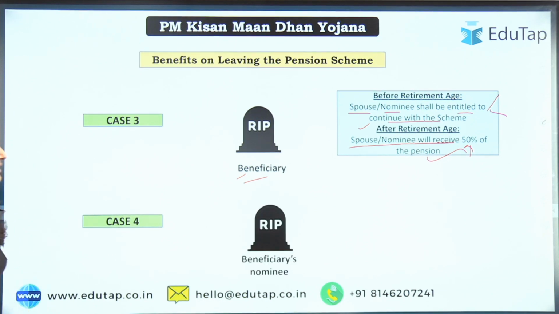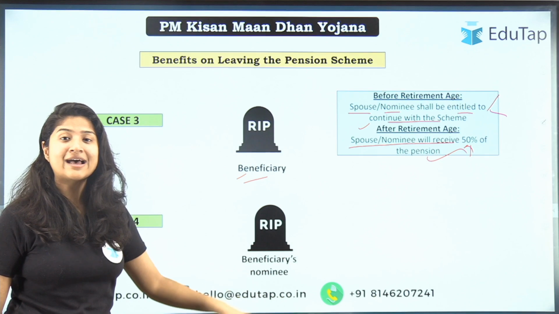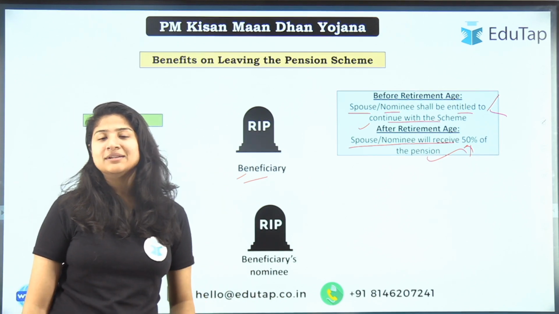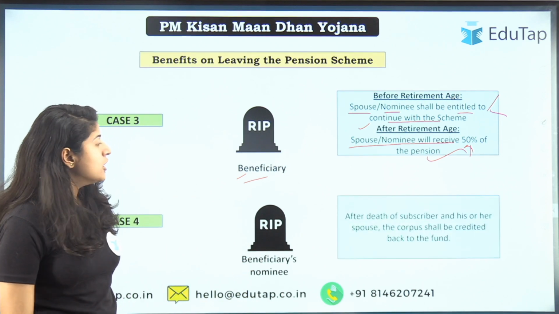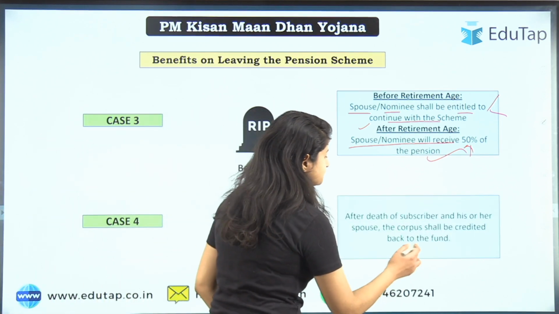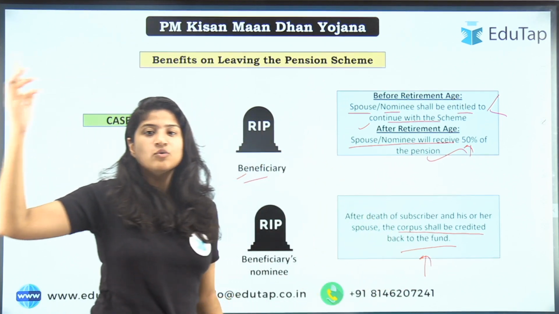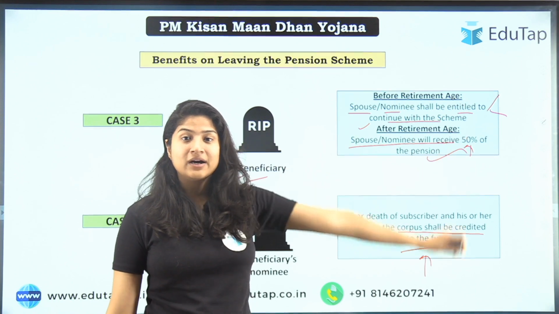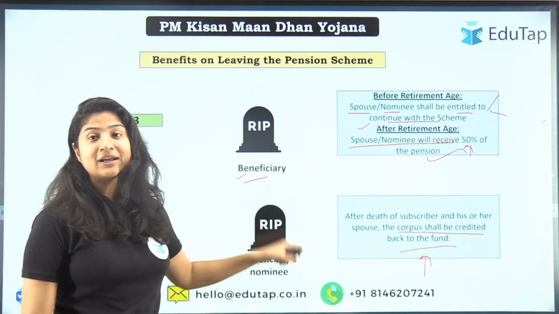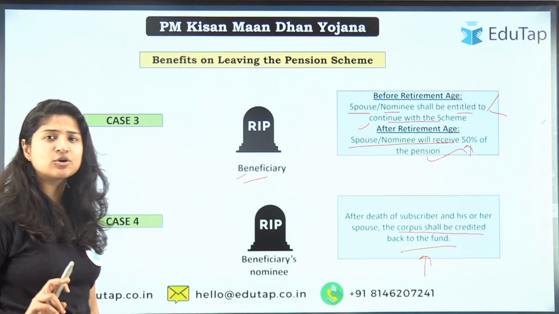Now case 4 is the beneficiary has also died, and now the beneficiary's nominee has also died. Both have died. This can be the case of old age couples, they both have died now. So in that case, what would happen? Whatever money was there, that will be credited back to the fund, submitted back to the funds of that particular scheme, of this pension scheme. So 4 cases we have seen. I hope there is no confusion.